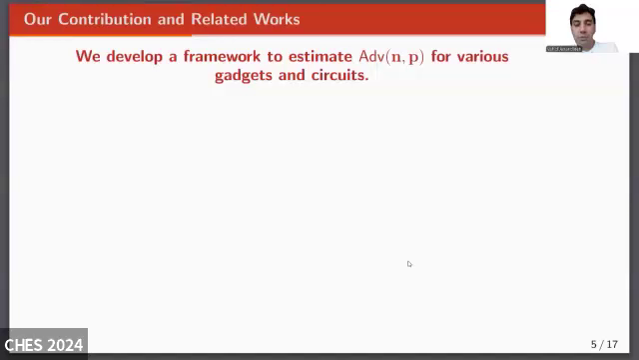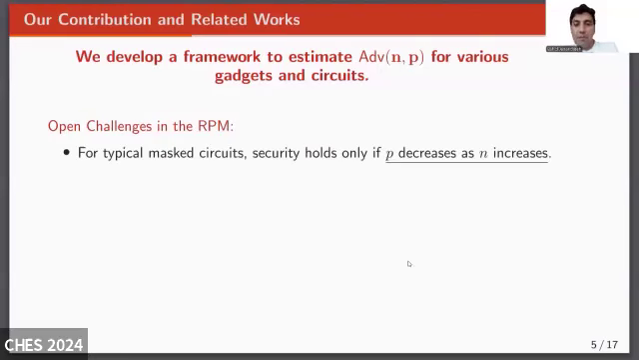Our main contribution is to estimate the value of advantage for various gadgets and circuits. This process answers some of the open challenges in the random probing model. We just briefly list these challenges. For a typical masked circuit in the random probing model, security holds only if the leakage rate decreases with masking order. This is shown for ISW gadgets in previous works.